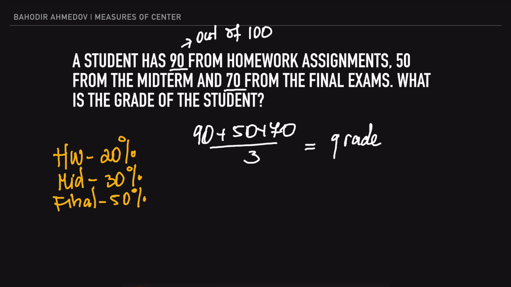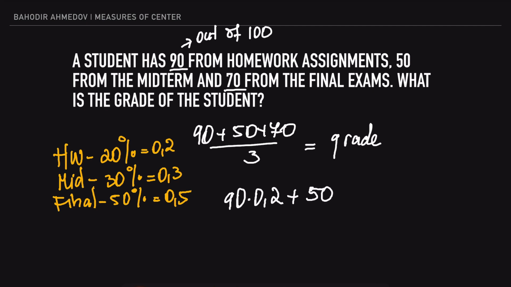So in order to calculate the grade, I need to multiply the grades from the different categories by the weights of the categories, the importance of the categories. I'm going to write these percentages in decimal form. 20% can be written as 0.2, 30% as 0.3, and 50% as 0.5. I'm going to multiply 90 by its weight, 0.2, plus 50 obtained from the midterm multiplied by its weight, 0.3, and 70 obtained from the final is going to be multiplied by its weight.